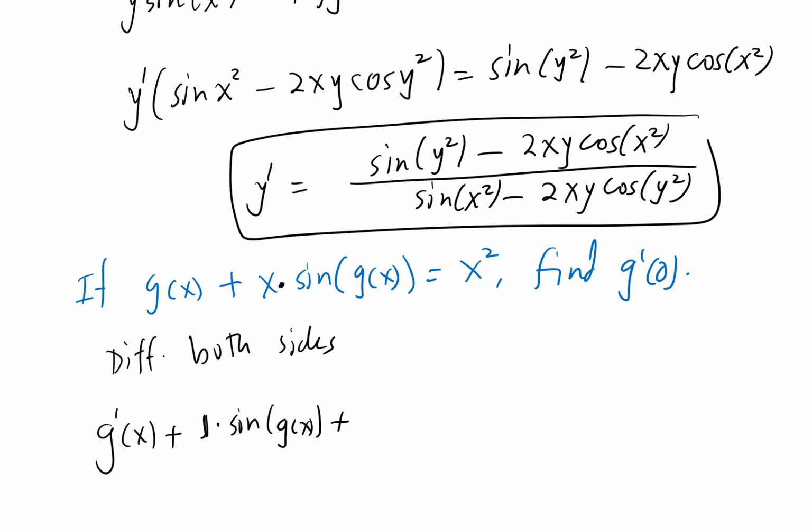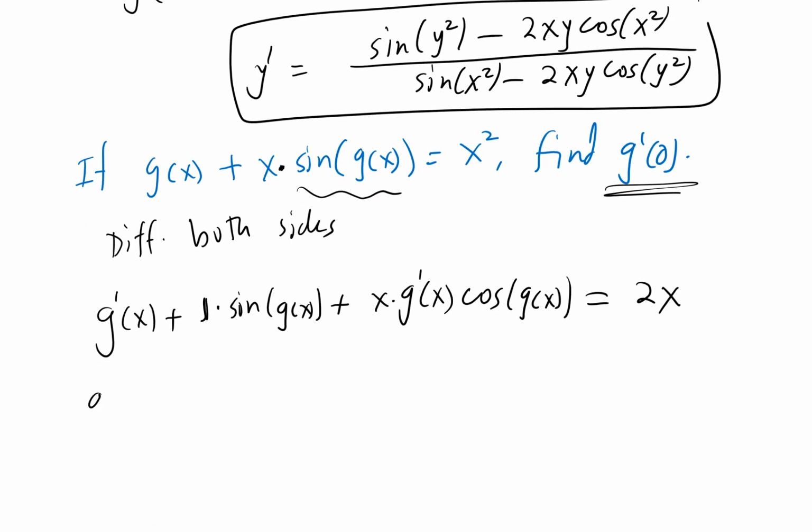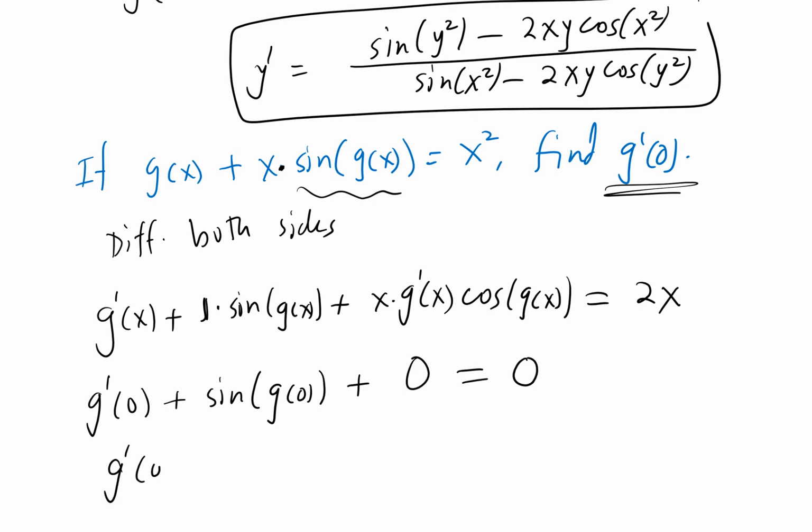plus, product rule, x times, what's the derivative of sine of u? It's u prime cosine u. The derivative of x squared is 2x. Now, if they ask us to find g prime at 0, if we substitute x equals 0, we get g prime of 0 plus sine of g of 0 plus, this is gone, this is all 0, equals 0. So g prime of 0 is negative sine g of 0.